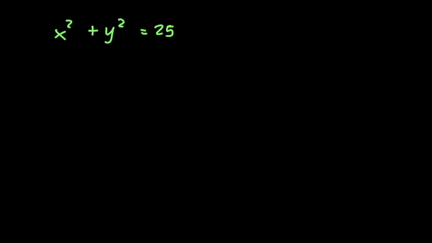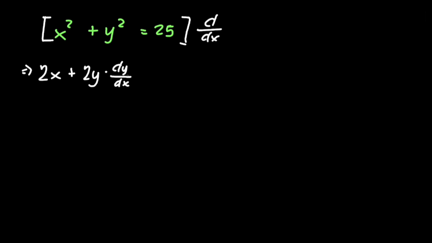Now, the goal here is to multiply first both sides by d over dx. This is basically taking its derivatives. So the derivative of x squared is 2x plus the derivative of y squared is 2y multiplied by dy over dx. Every time you differentiate a y term, you always put dy over dx next to it. Equals the derivative of any constant such as 25 is 0.